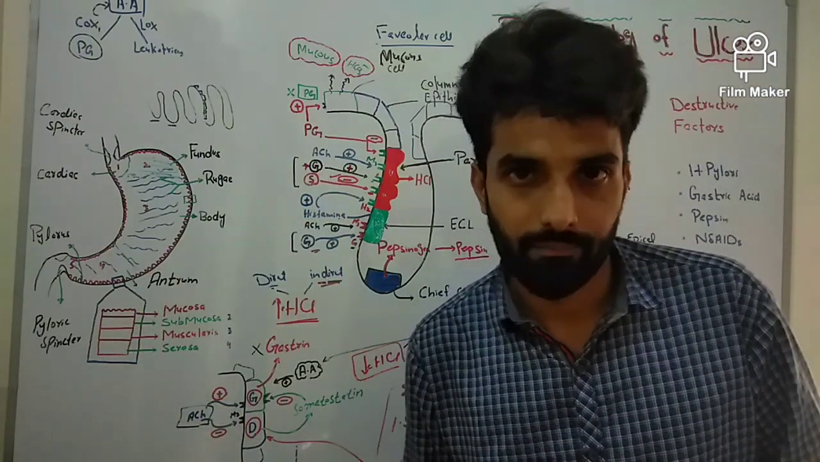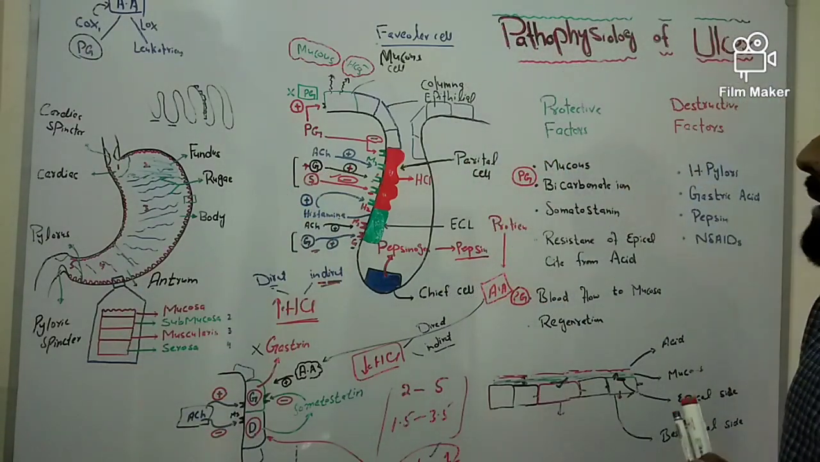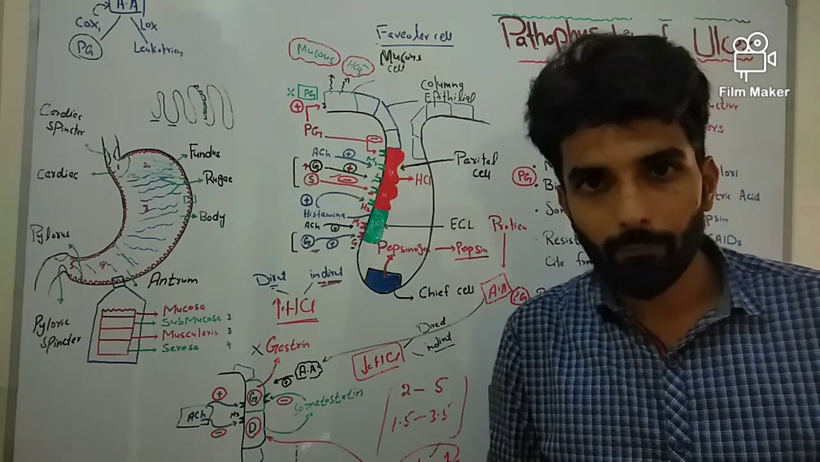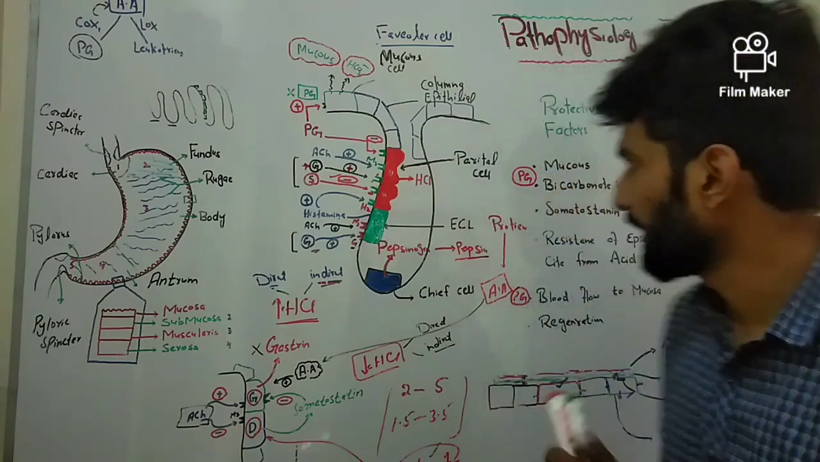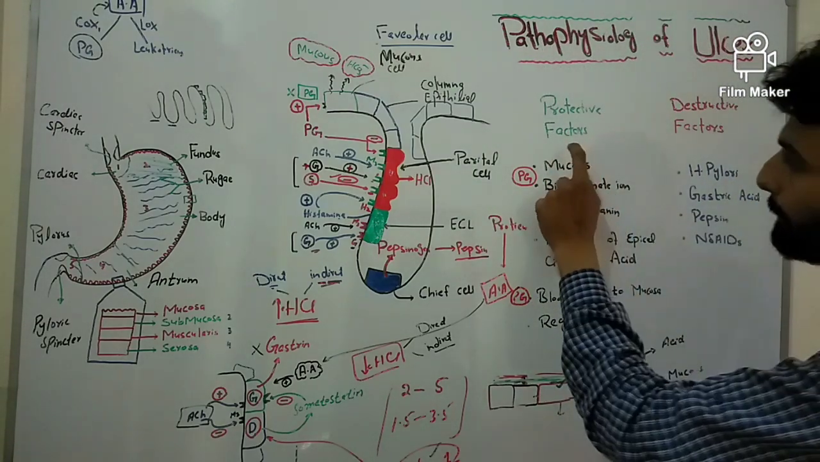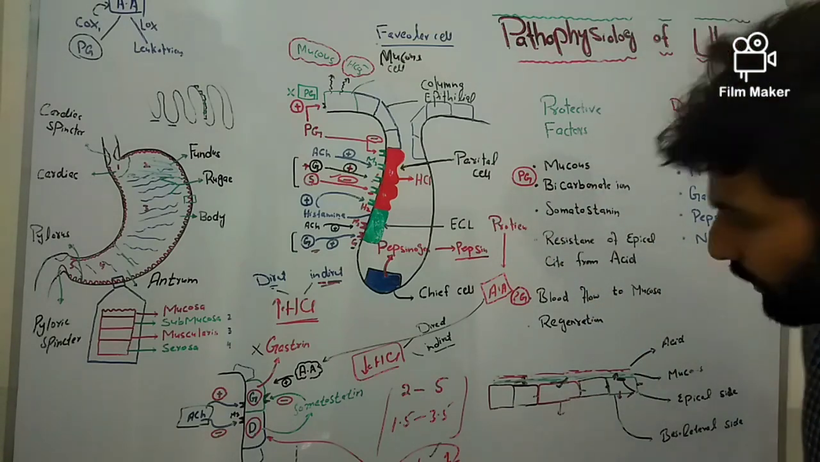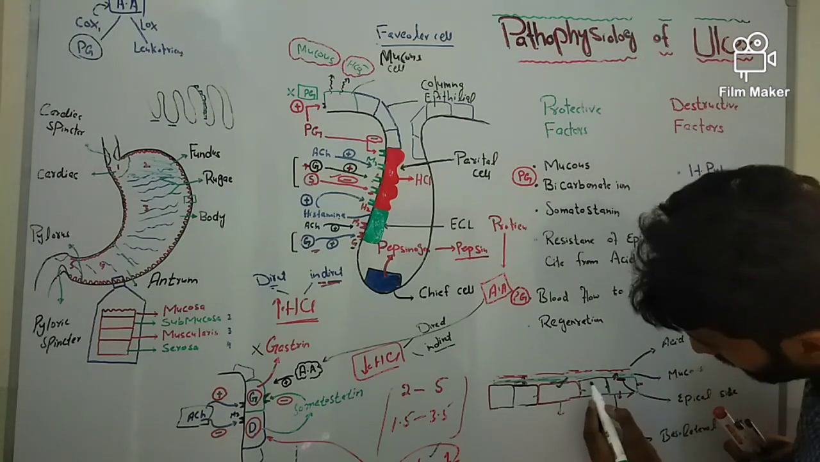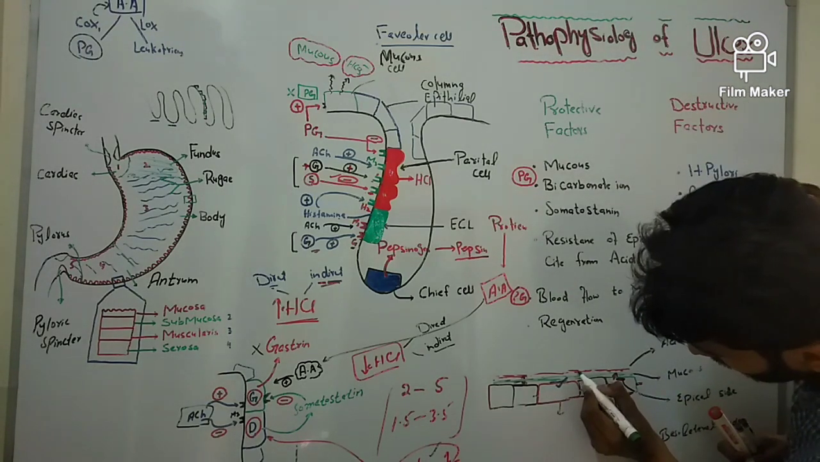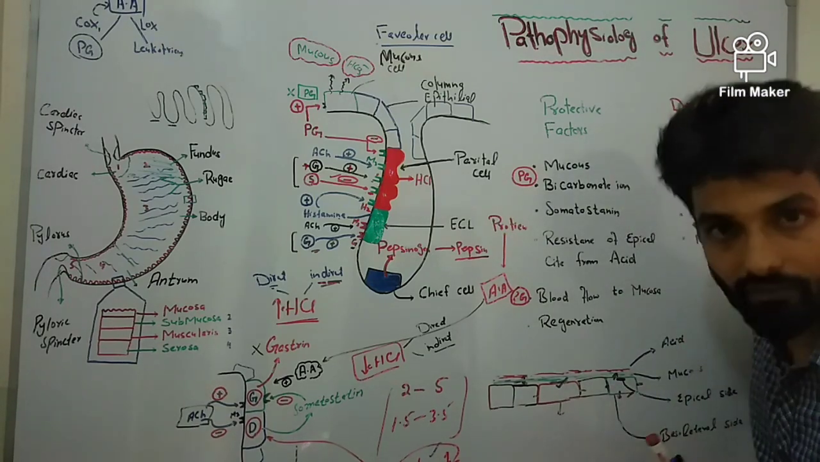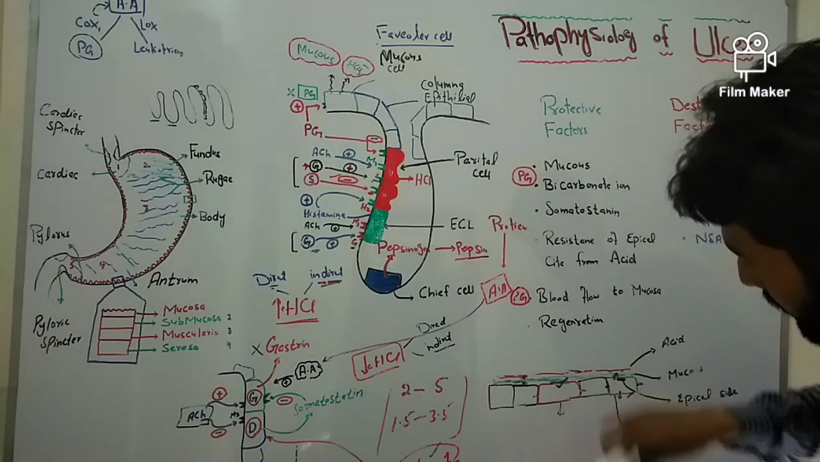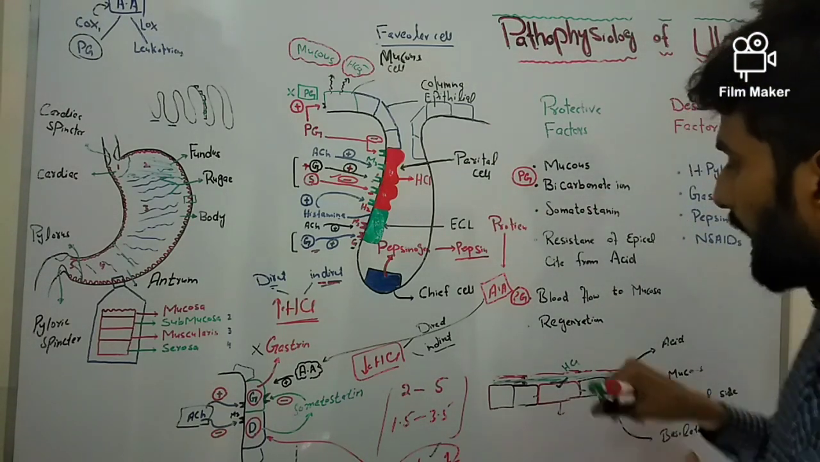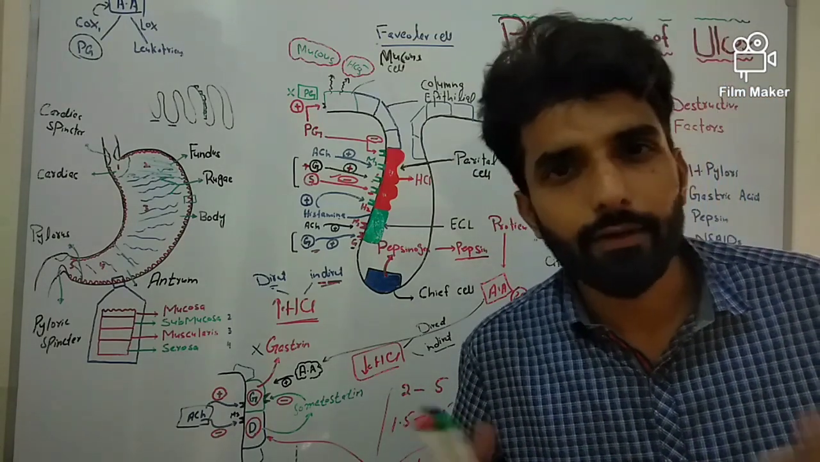Okay, so now let's talk about some protective factors and destructive factors that are present in the stomach. The protective factors include mucus and bicarbonate. Mucus, obviously, for example, here you can see this green color is the mucus, and these are the cell lining. Mucus is basically protecting the cells from the harmful acidic effect of HCl. Similarly, bicarbonate ion will have a tendency to neutralize the acid.